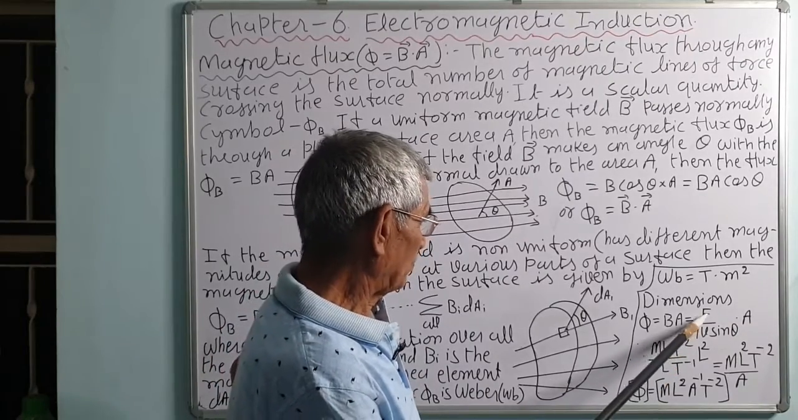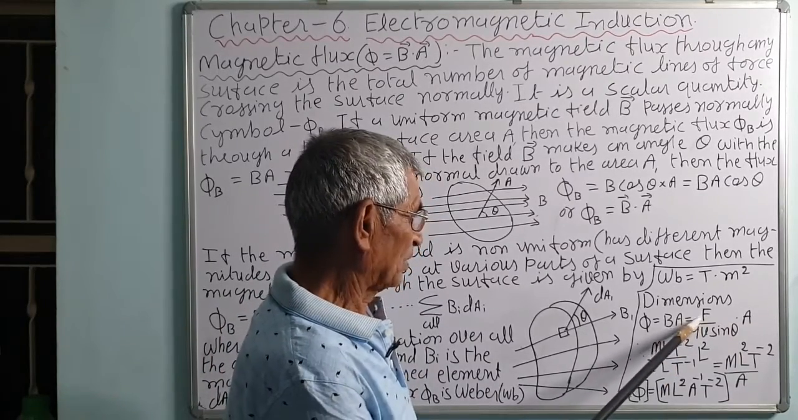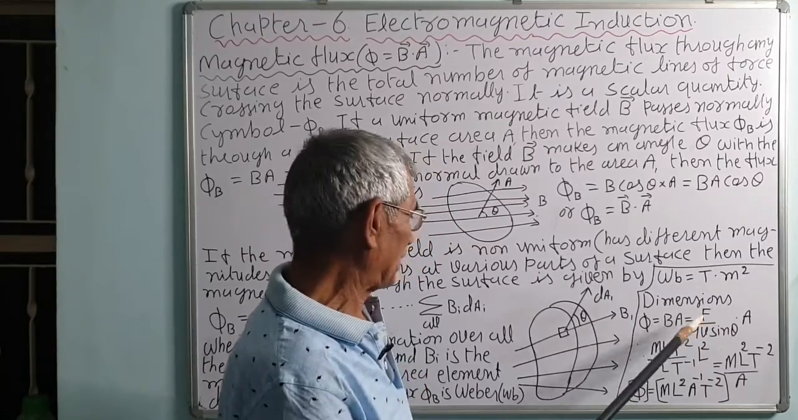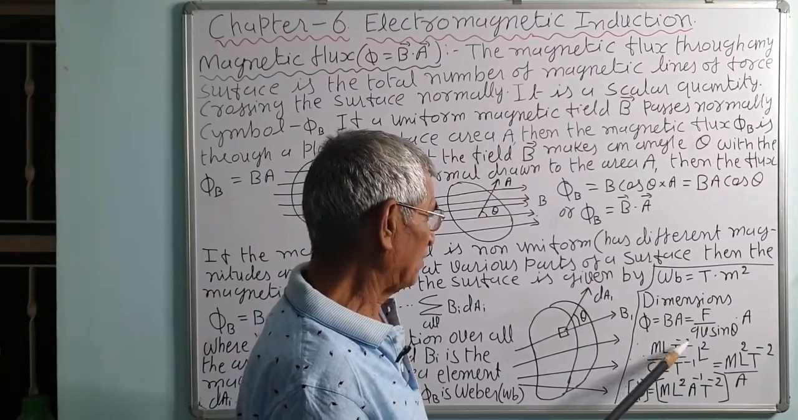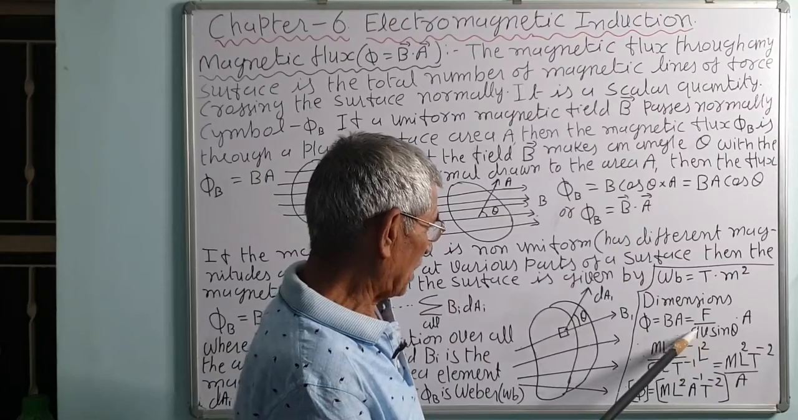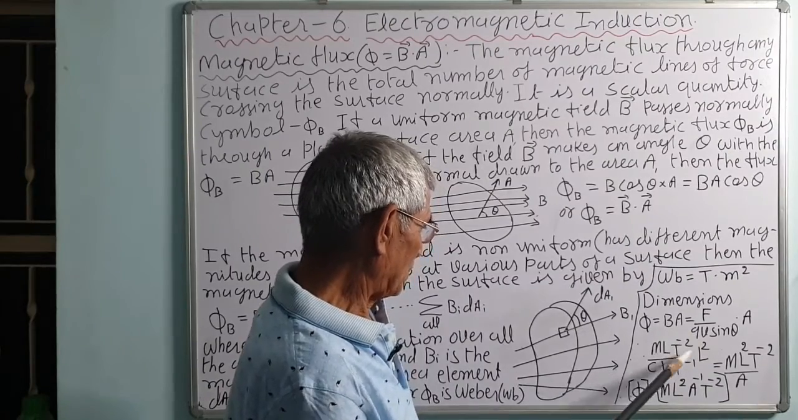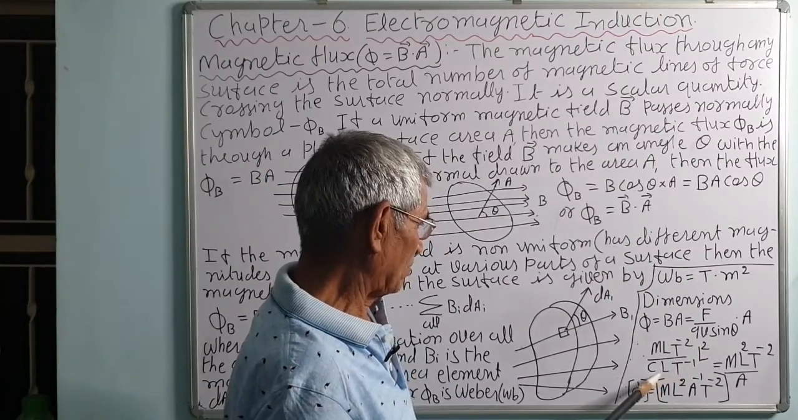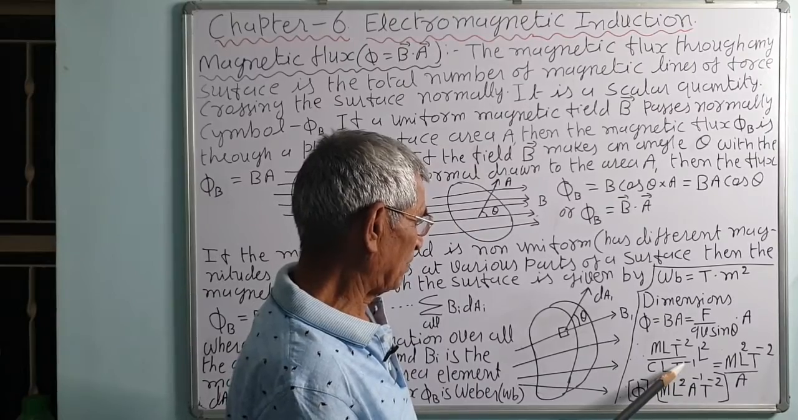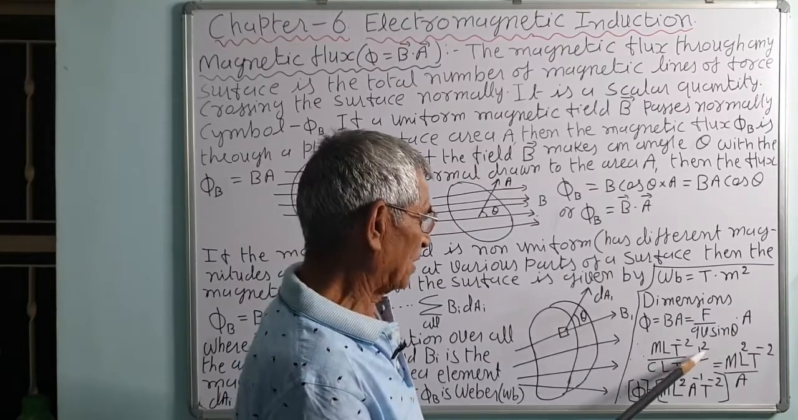Now the dimension of F, that is kg meter per second square, that is MLT^-2. This charge q is coulomb, velocity is meter per second, that is LT^-1, into area, that is L square.